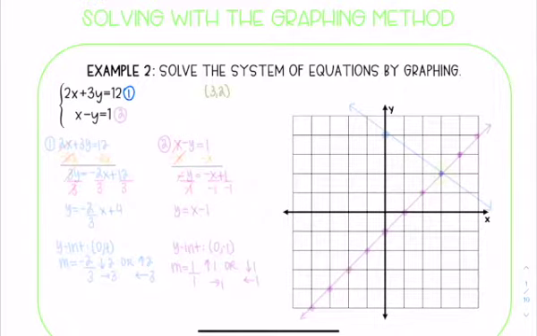So again, I'm going to label my equations so I know which one I'm working with. So equation 1, we have 2x plus 3y equals 12. Let's go ahead and solve for y and put this into slope-intercept form. So we're going to subtract 2x from both sides. And so it cancels on the left, and we have 3y equals -2x plus 12.